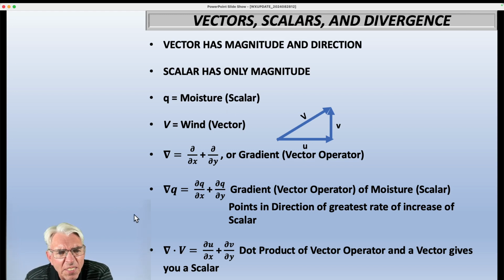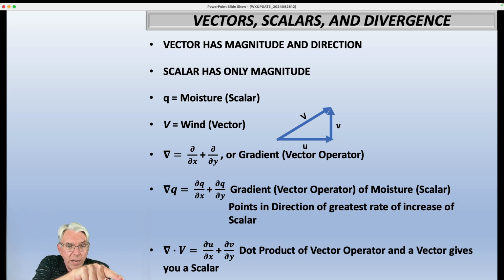So if you look at this here, the gradient of Q is going to be this operator, which is the change in whatever you're looking at with respect to x and the change in whatever you're looking at with respect to y. So you're going to have dq dx plus dq dy, okay? And moisture is a scalar, but when you apply this vector operator to it to get the gradient, you get a vector, okay? And the gradient vector always points toward higher values, and it points in the direction that the values in that parameter are increasing the most quickly.